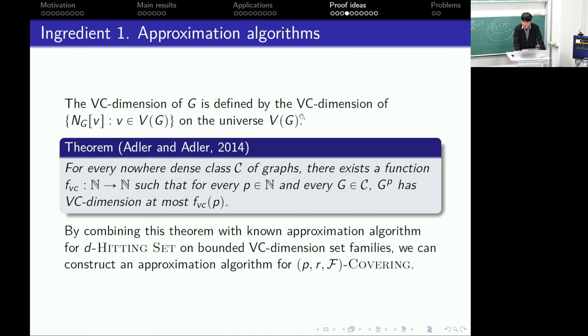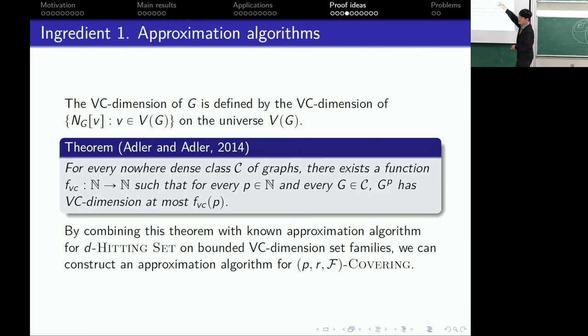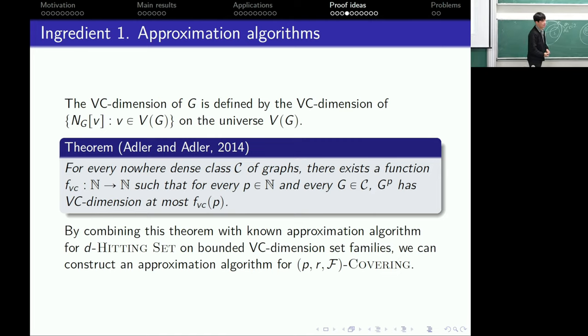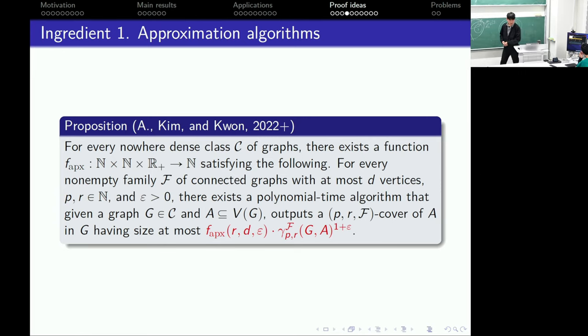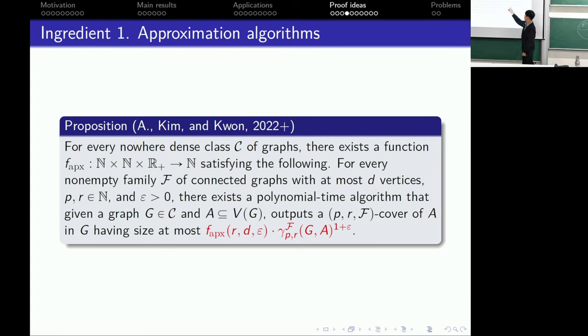The VC dimension of a graph G is defined as the VC dimension of the set family consisting of all the closed neighborhoods of the vertices. And it is shown that every power of the graphs in the nowhere dense class of graphs has bounded VC dimension. And it is already known that there is an approximation algorithm for the hitting set problem on bounded VC dimension set families. So combining all these results, we can construct an approximation algorithm for this problem. So this is the result: there exists a polynomial time algorithm that always outputs a PRF cover having size slightly larger than the minimum possible value.